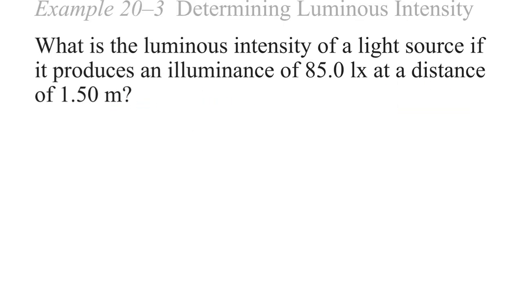What's the luminous intensity of a light source if it produces an illuminance of 85 lux at a distance of 1.5? This is the same question, but this is why your terminology is super important. Luminous intensity is your little Greek letter phi over your 4 pi r squared equals your EV. Your EV is your illuminance. It's really important to know what they've handed you and what you're solving for. They have handed you your illuminance. They have handed you your R.